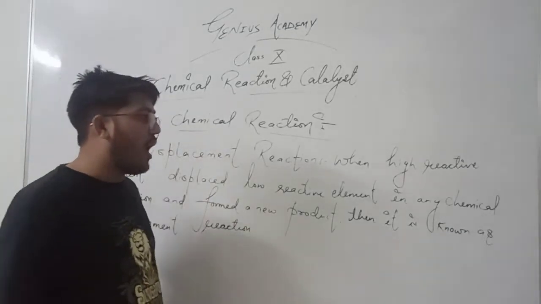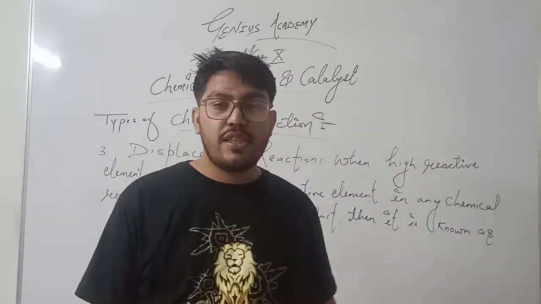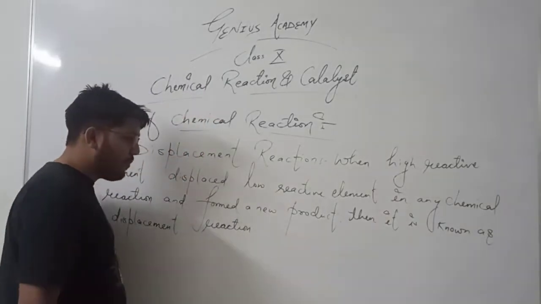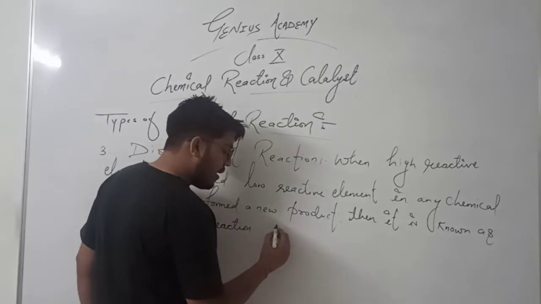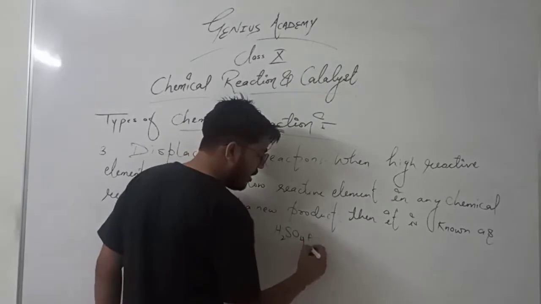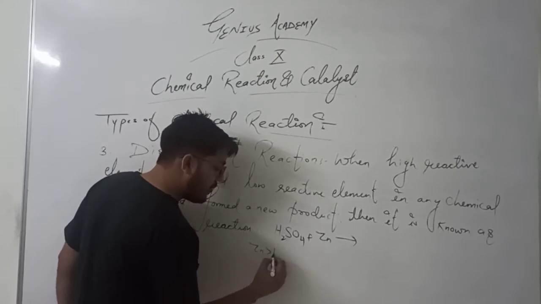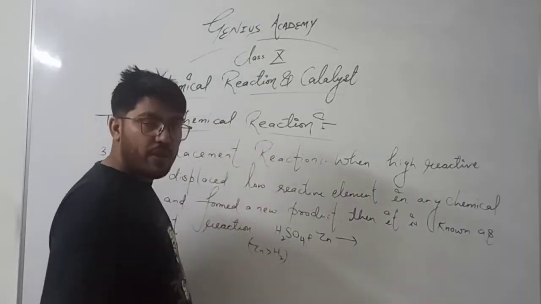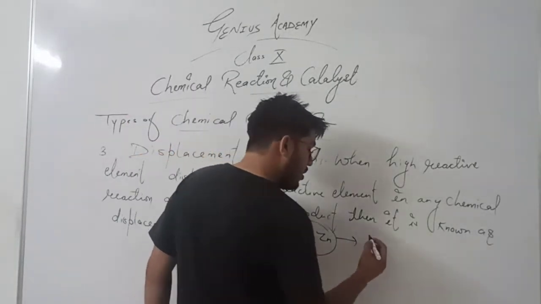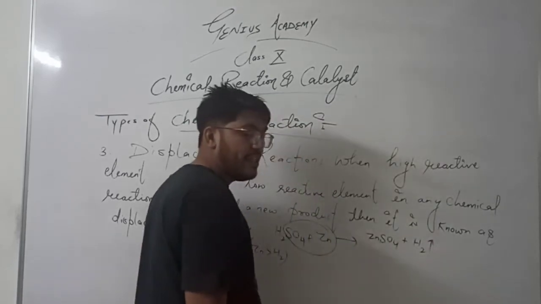Okay, you know that highly reactive things always displace less reactive things and make their position stable. So we take a very good example of it, which is H2SO4, sulfuric acid, reacting with zinc. As zinc is more reactive than H2, zinc displaces H2 and forms ZnSO4, and H2 gas is released.